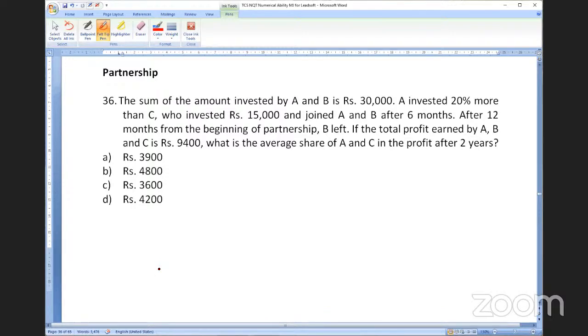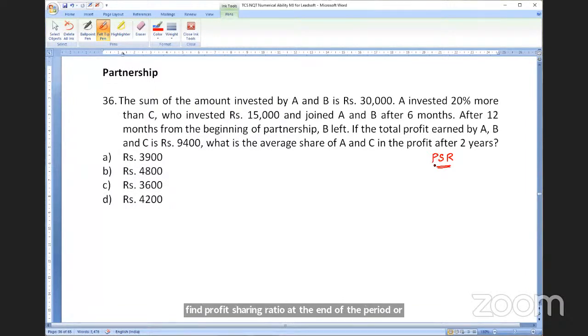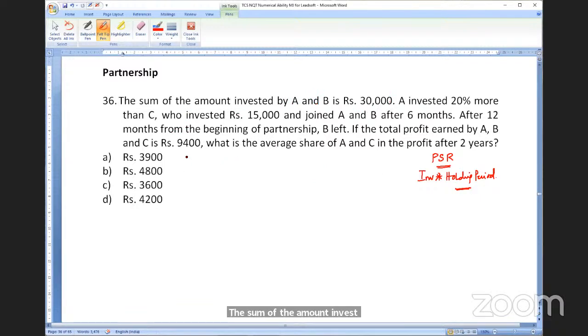In case of partnership situations, our basic thing is to find PSR, profit sharing ratio, at the end of the period or at the end of the year, whichever is given in the question. Profit sharing ratio is basically investment multiplied by the holding period. We'll see what we mean by this once we go through this question. The sum of the amount invested by A and B is 30,000. So A plus B together have invested 30,000.